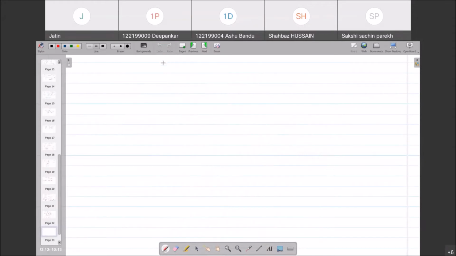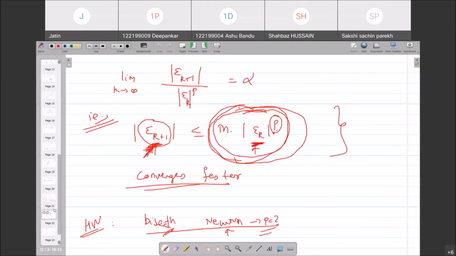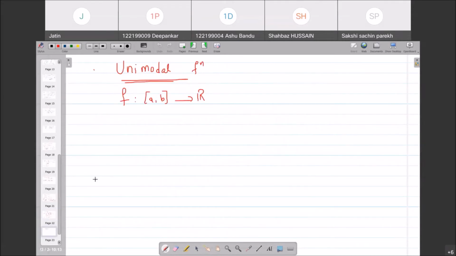That's one thing. There's another thing, though I won't be needing it in the steepest descent method: people use a phrase called a unimodal function. What do you mean by a unimodal function? If you have a function from [a,b] to R. Even before that, make sure after the lecture you listen to this once again. Just listen to this one or two more times so that things become easier. If not, you can ask me again and I will explain, not an issue.